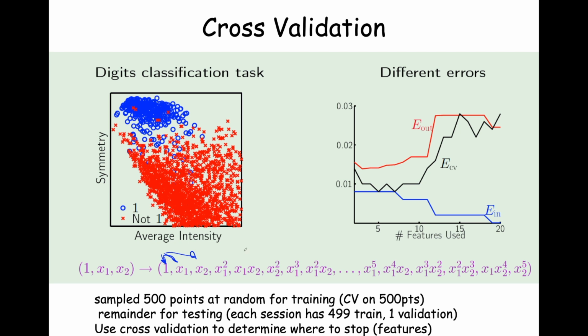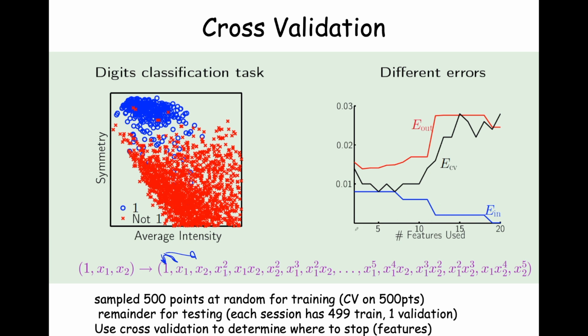And so we take 500 points at random for training, and we do cross-validation on 500 points. So each of these training sets is going to be 499 for D train and 1 point for validation. And we use cross-validation to determine which model to choose, where to stop in terms of the number of features. And we're going to try up to 20 features.